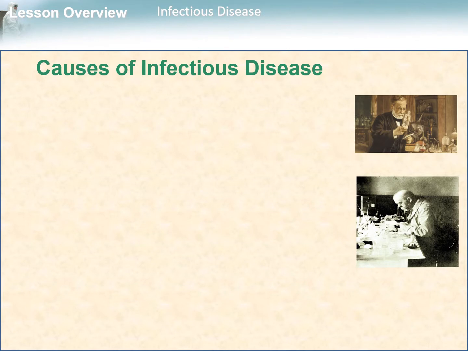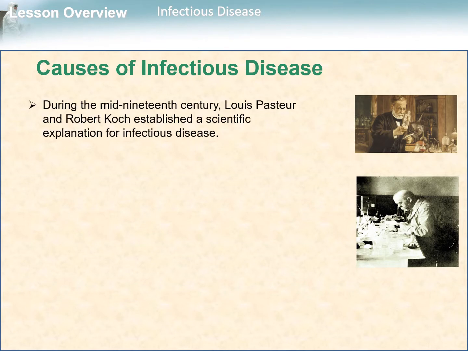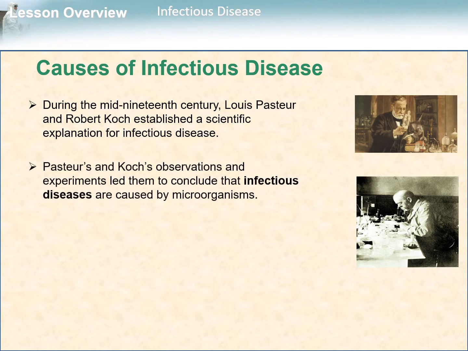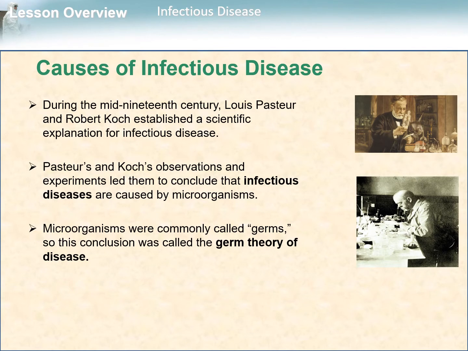So how was infectious disease discovered? During the mid-19th century, Louis Pasteur and Robert Koch established a scientific explanation for infectious disease. Pasteur's and Koch's observations and experiments led them to conclude that infectious diseases are caused by microorganisms. Microorganisms were commonly called germs, so this conclusion was called the germ theory of disease.